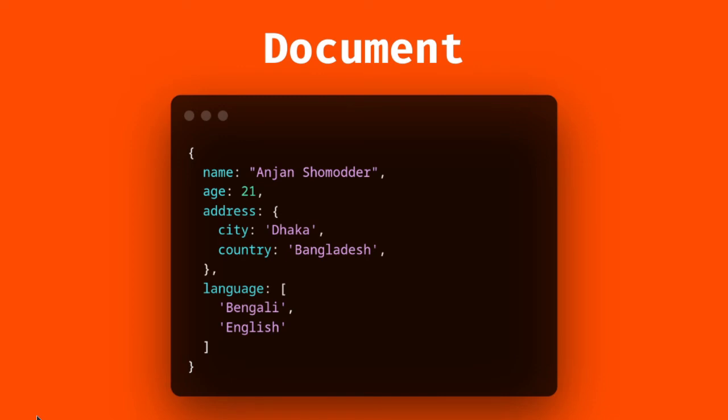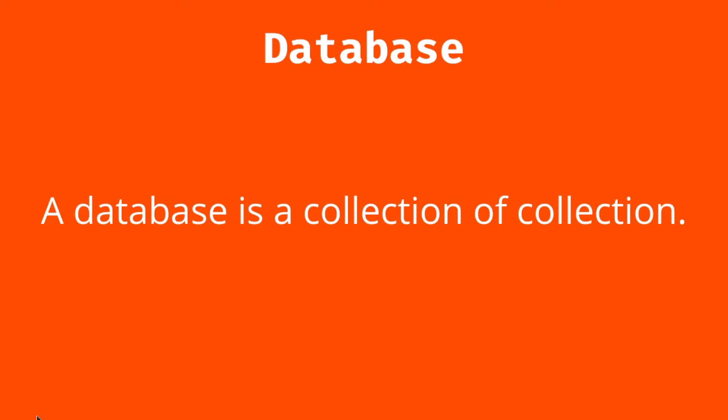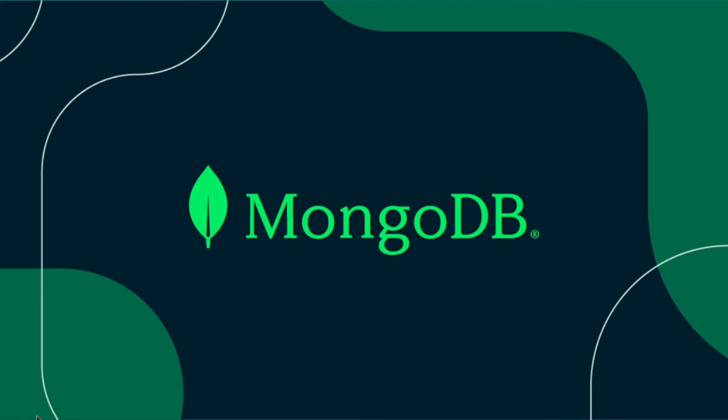For example, you can have an object inside another object, or you can have an array of objects which will contain more objects. So you can nest data in many levels, and each of this whole data is called a document. For example, here is only one user's data, and this is called just a single document. And when you combine a lot of documents, you get a collection. And a database is simply a collection of collections. So this is how MongoDB stores data.